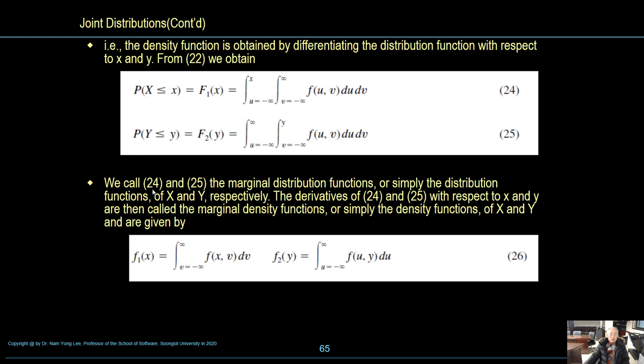We call formulas 24 and 25 the marginal distribution functions, or simply the distribution functions, of X and Y respectively. The derivatives of formulas 24 and 25 with respect to x and y are then called the marginal density functions, or simply the density functions, of X and Y, given by f1(x) equal to the integral of f(x, v) dv, and f2(y) equal to the integral of f(u, y) du.